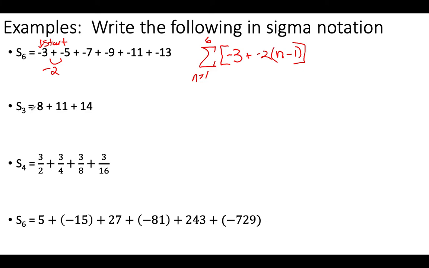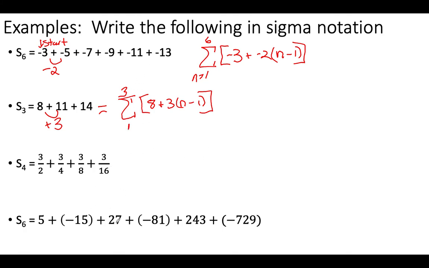For the second one, I have s sub 3 equals 8 plus 11 plus 14. And so I know this will equal, starting at 1, going to 3, since I have 3 terms. It looks like I'm going by 3s here, and my start value is 8. So that would be 8 plus 3 times n minus 1. So those are 2 examples of arithmetic.